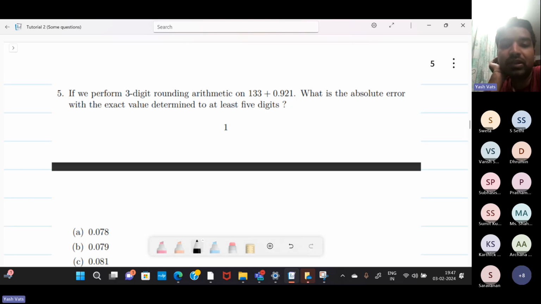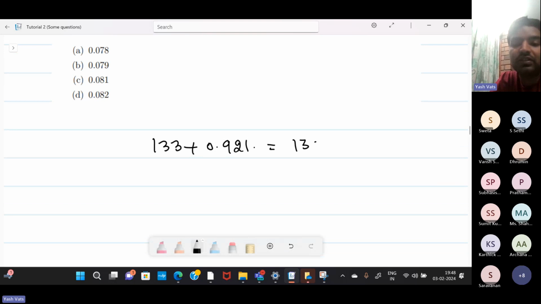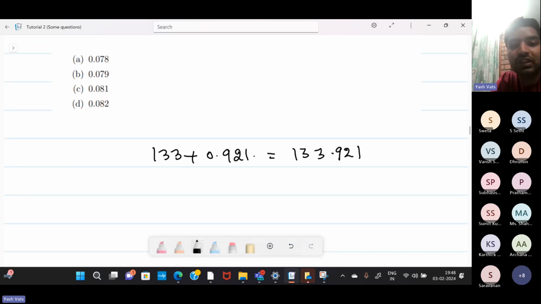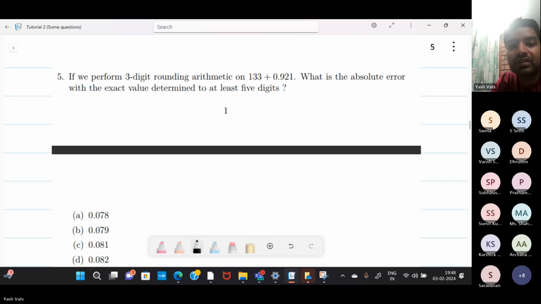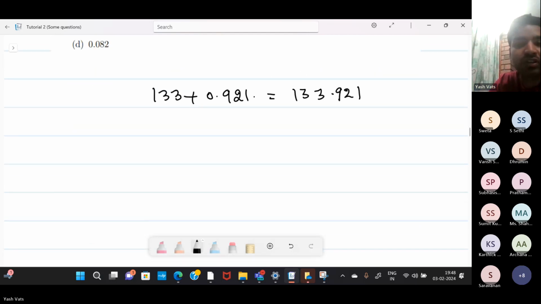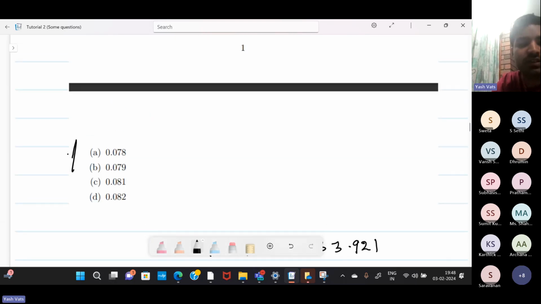Okay, maybe it's saying about the 3-digit rounding. But they have already rounded it. So in this question, maybe this is already done. So this is just rounding. And they are saying at least 5 digits, we just go with that. Is there a mistake in this question? I think there is some mistake here. Okay, let's skip this one.